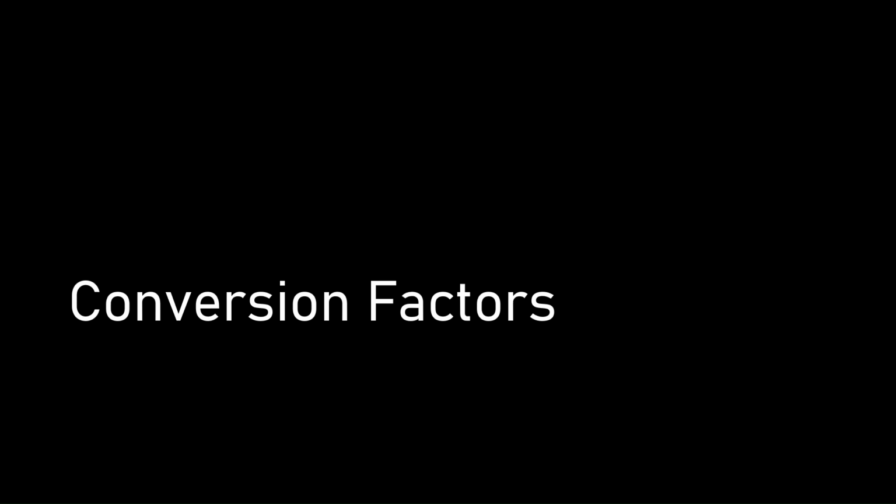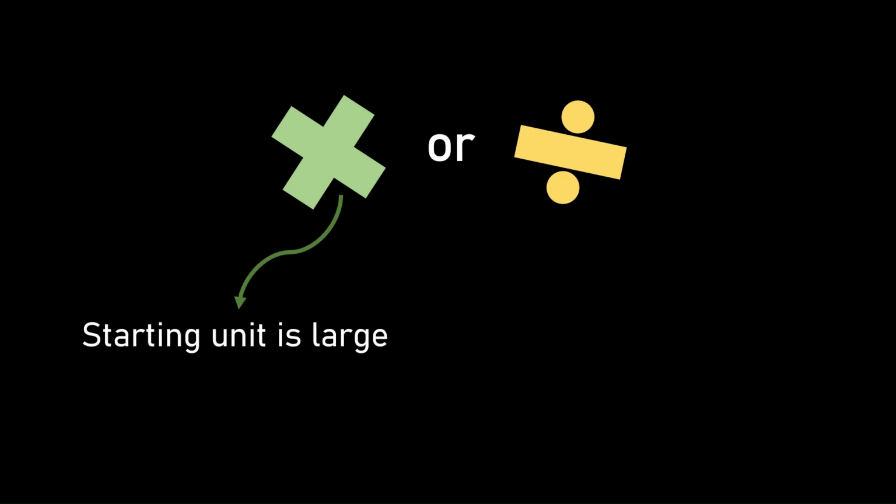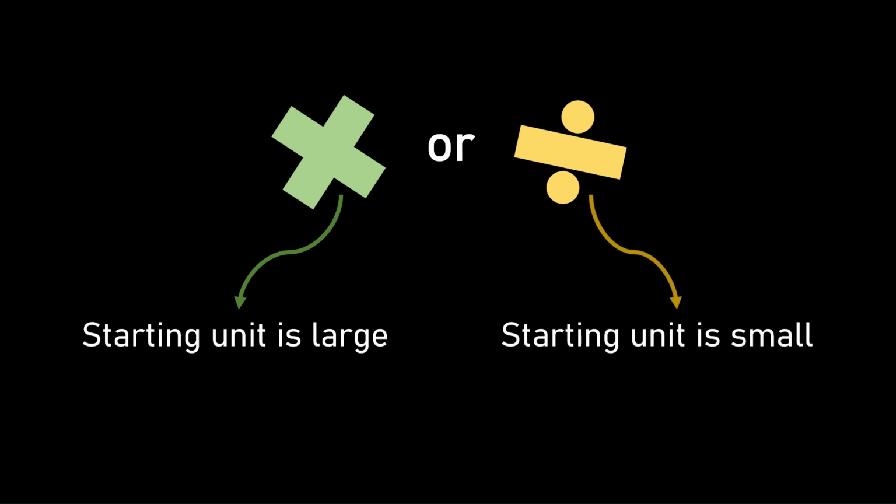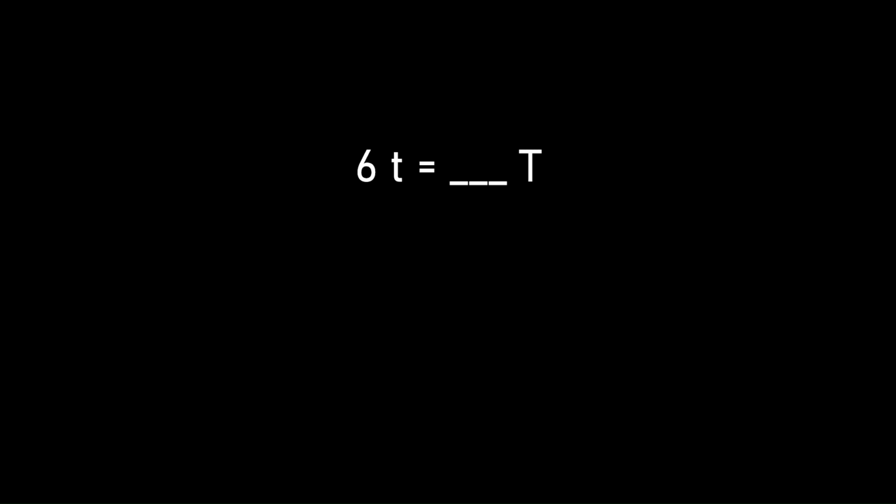A conversion factor is a number used with either multiplication or division to convert between one unit and another. The primary question asked in this scenario is this: do we multiply or do we divide? To answer this question, we need to know one crucial piece of information: which unit is larger in size. If the unit you are starting with is larger, you need to multiply. If the other unit is larger and you are starting with the smaller unit, you need to divide. Let's do some simple conversions to practice.